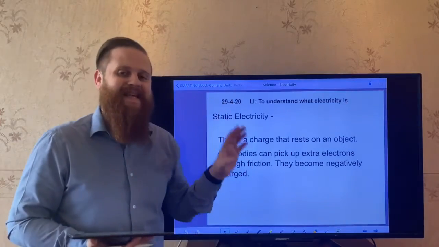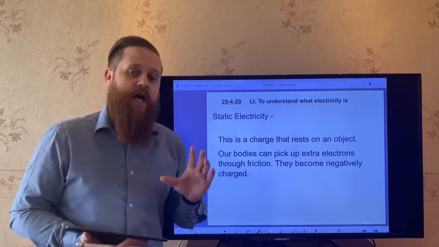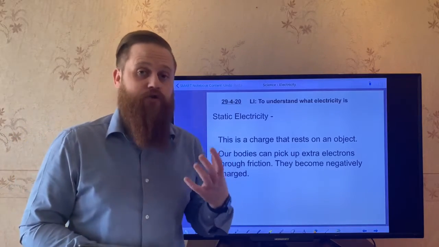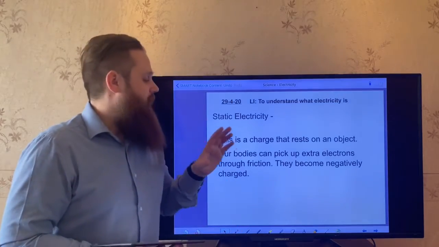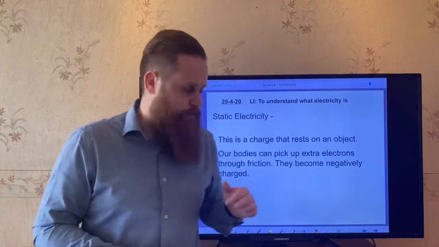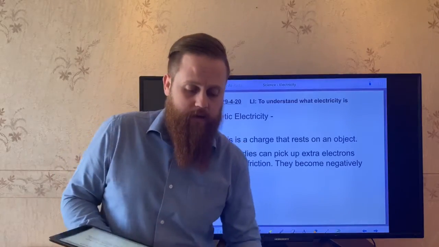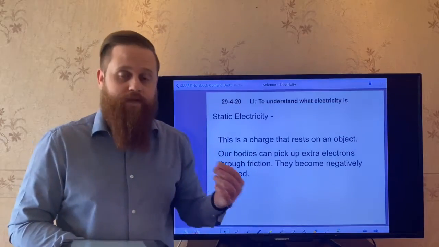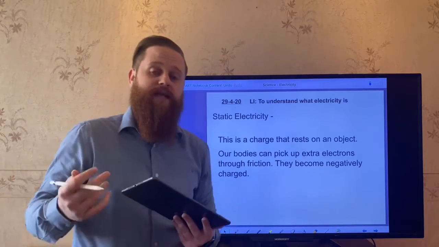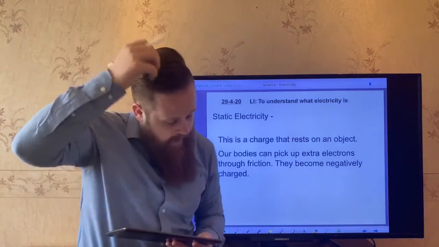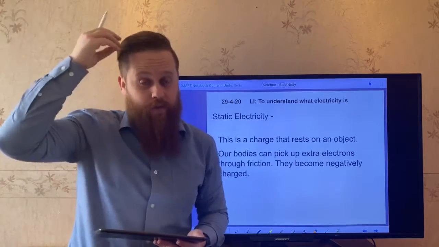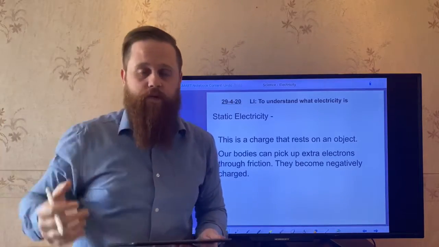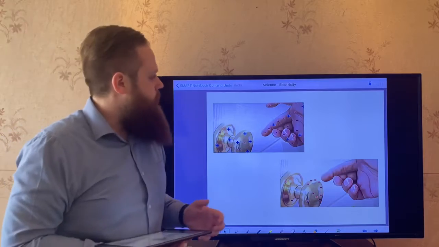Now, we also have static electricity. This is a charge that rests on an object. Our bodies can pick up extra electrons through friction, and they become negatively charged. So you'll often see this if you were to rub, for example, your bed and maybe touch something, you'd maybe see or feel static electricity. Another good example is when we rub a balloon on our hair and it will stand up, because the hair has then become positively charged, which makes it stand up on end and try and get away from the rest.